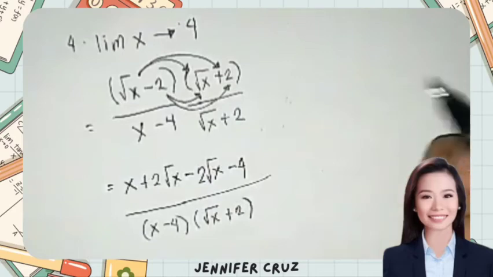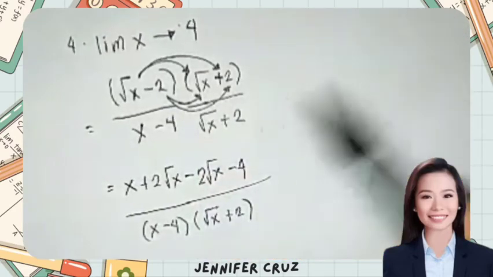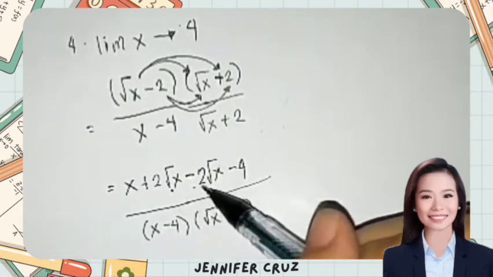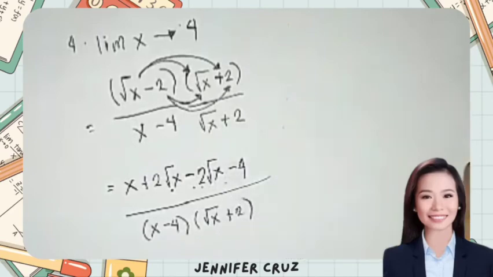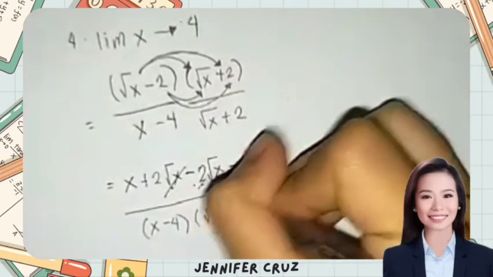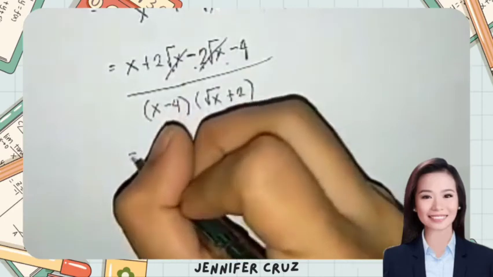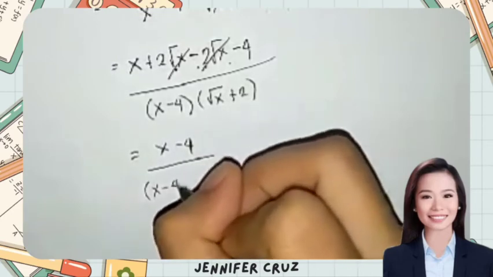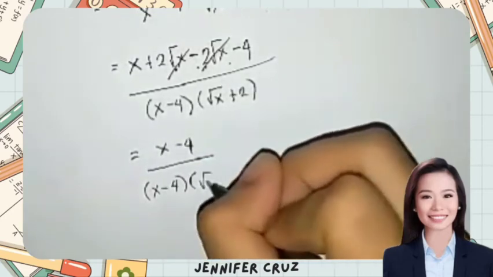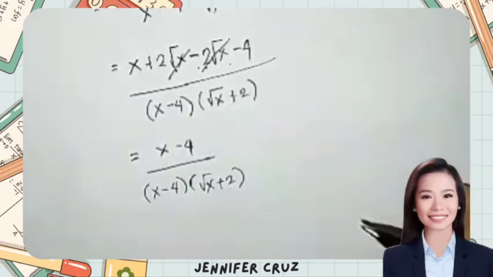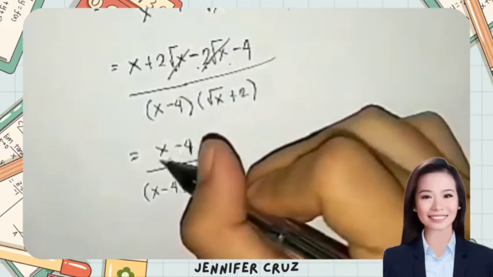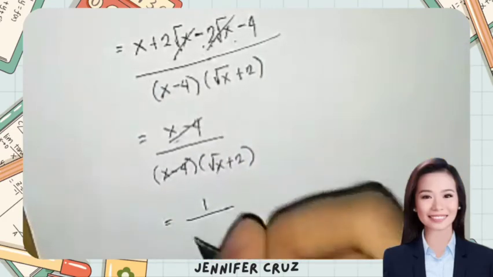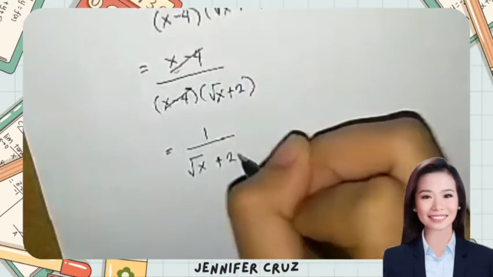Now, pag minus natin ang parehas na terms, which are the positive 2 square root of x and negative 2 square root of x, will give you 0. Cancel natin. Ang natitira is x minus 4 over the quantity of x minus 4 multiplied by square root of x plus 2. Now, cancel natin. Will give you an answer of 1 over square root of x plus 2.